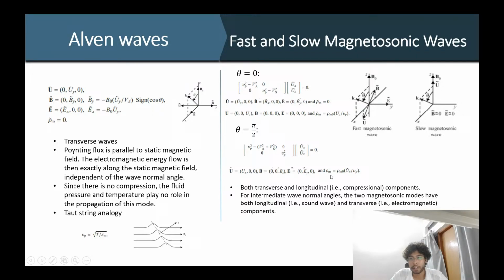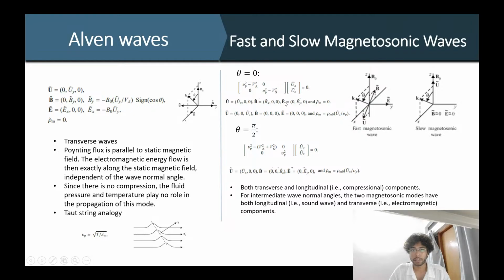So this solution has both electromagnetic and compressional components. So both transverse and compressional longitudinal components are present for fast and slow magnetosonic waves, unlike Alfvén waves, which have only transverse waves. We did the analysis for 0 and pi by 2, but for all intermediate angles, both the slow and the fast magnetosonic waves have both longitudinal and transverse components. So this is how the image would look.